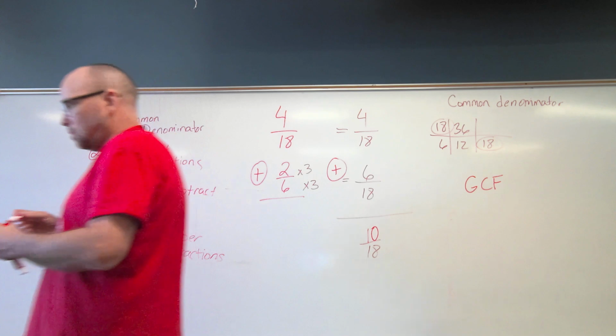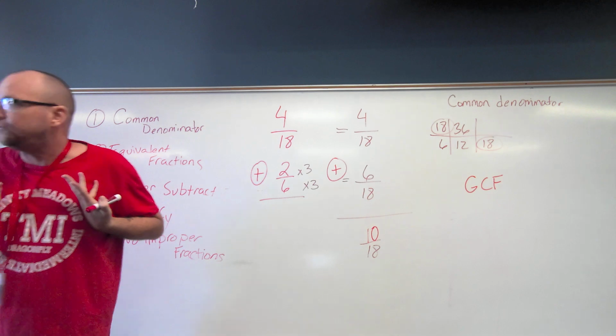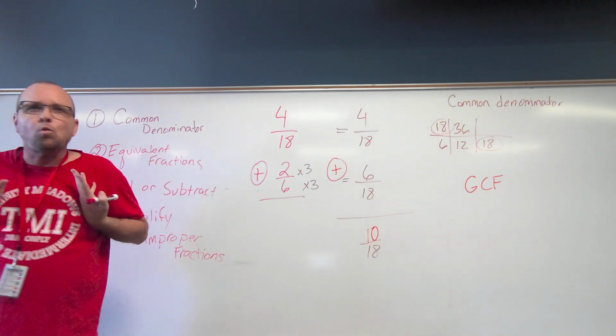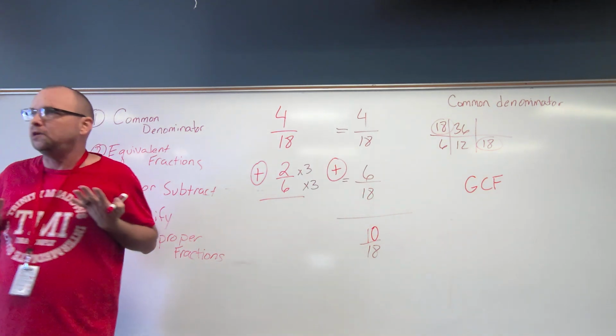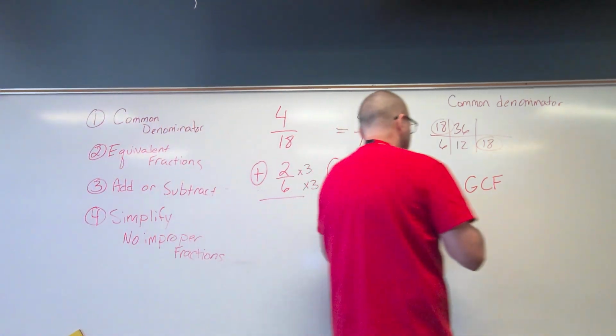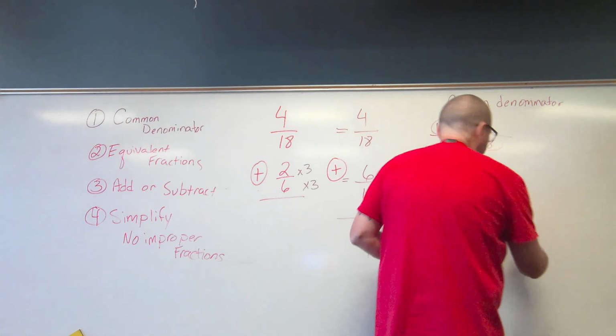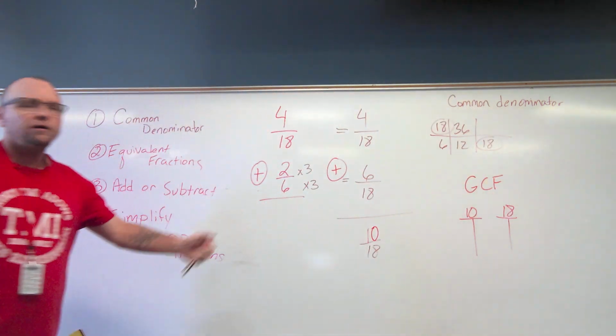Now we have to go to step 4. I already know we can simplify this because they're both even. If both numbers are even, then I can always simplify it by 2. But what if they're not even, Mr. McMurdo? How can we tell what we divide by? Mr. McMurdo, can you show us? Well, you find the greatest common factor of 10 and 18, our numerator and denominator.